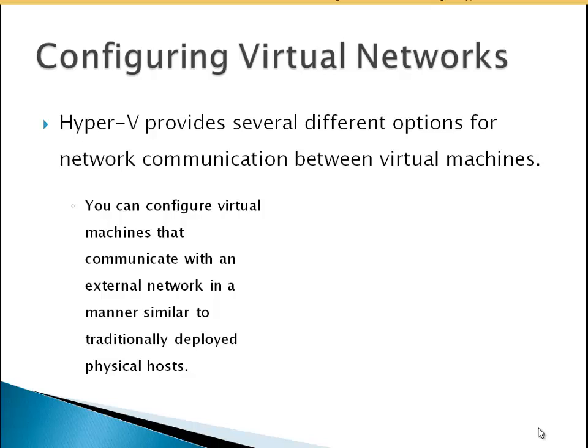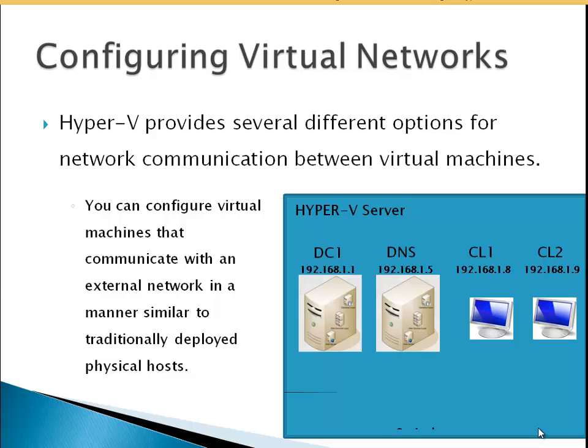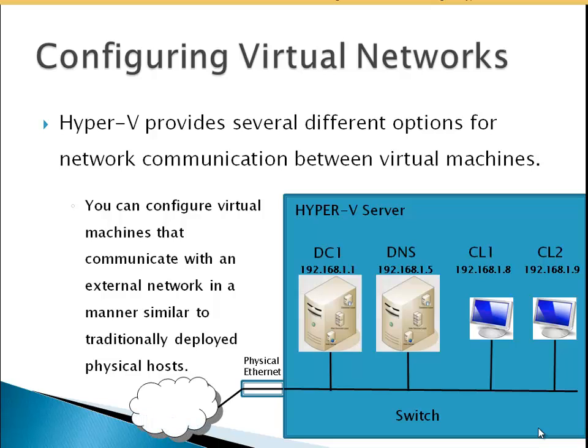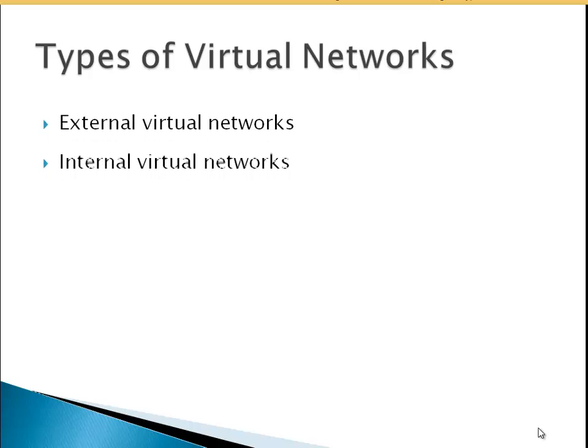You can configure a virtual machine to communicate with an external network in a manner similar to a traditionally deployed physical host. Again, we have a Hyper-V server and the machines are the same as we had before, but this time we added a switch, and this switch is connected to our physical Ethernet, and then they can go to other external networks. Types of virtual networks: we have external virtual networks, internal virtual networks, and private virtual networks.